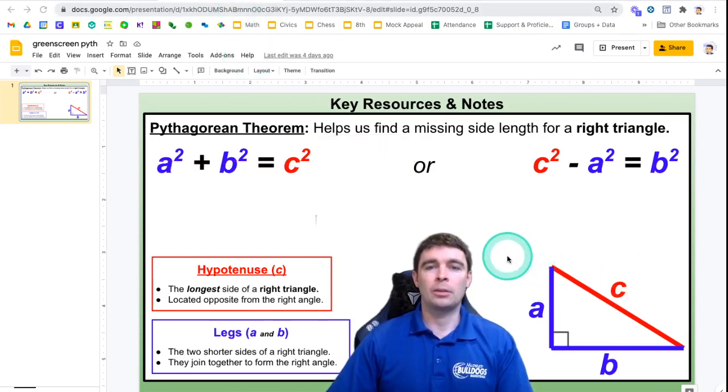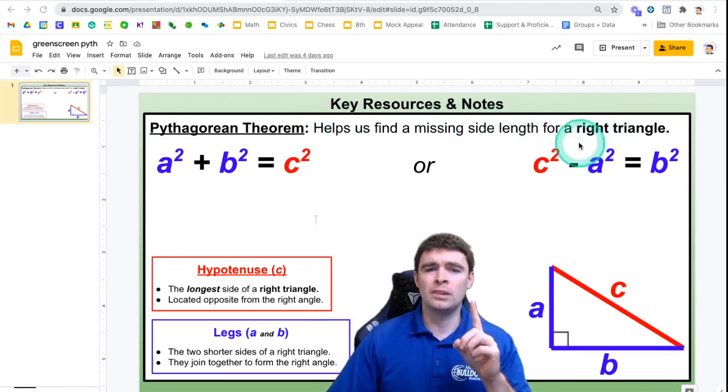The Pythagorean Theorem will always deal with a right triangle. We see three sides, it has a right angle, and specifically it helps us find the missing side length for a right triangle. One very important thing to know is that for this formula, a squared plus b squared, if you take the two shorter legs, square them and add them together, it has the same value as the hypotenuse squared, or c squared. So what this equation lets us do is, if we ever have two sides of a right triangle, find the missing side by plugging numbers in.